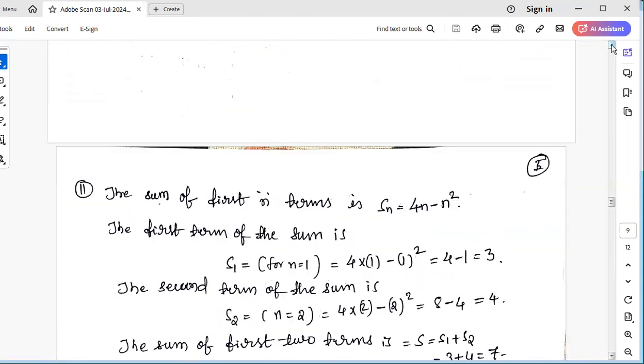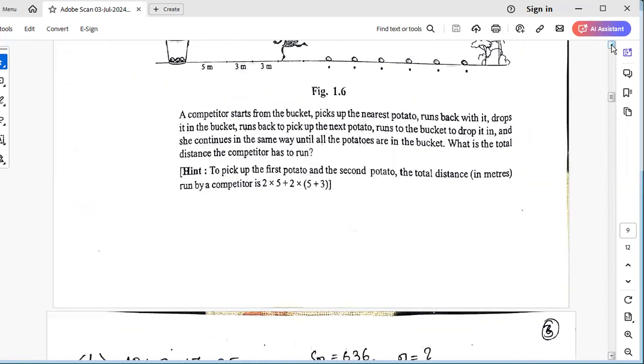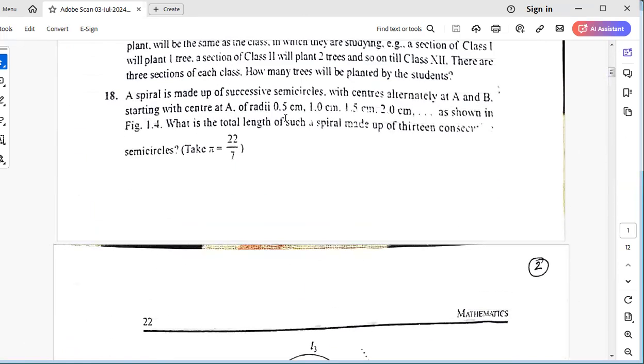Next, we'll go to problem number 18. The problem number 18 is like this. A spiral is made of successive semicircles with the centers alternately at A and B, starting with the center at A, of radius 0.5 centimeter, 1 centimeter, 1.5 centimeter, 2 centimeter, as shown in the figure. So what is the total length of such a spiral made up of 13 consecutive semicircles? You have to take the pi value as 22 by 7.